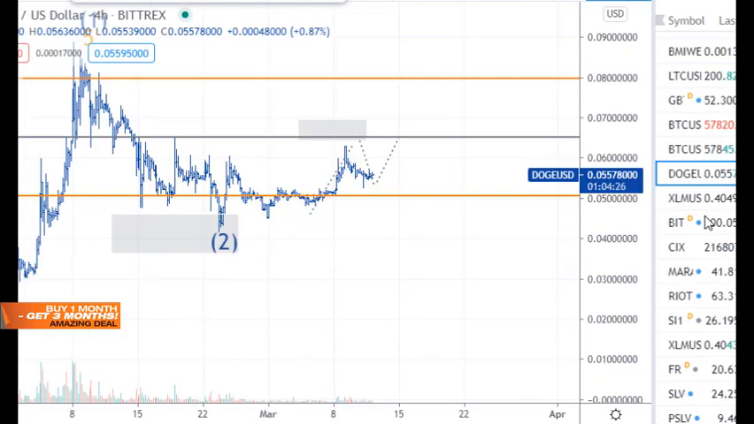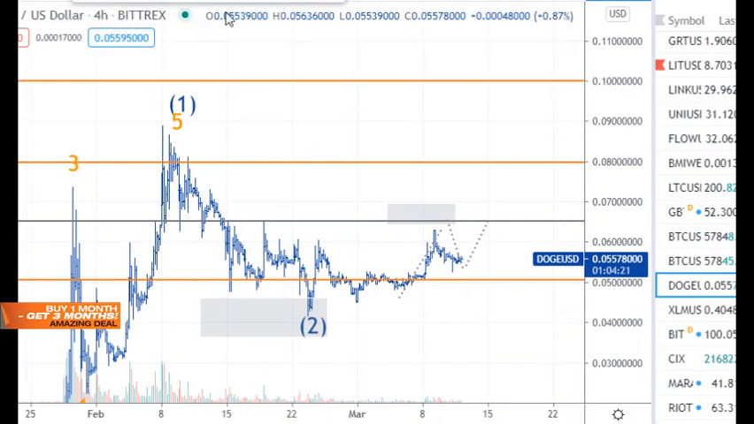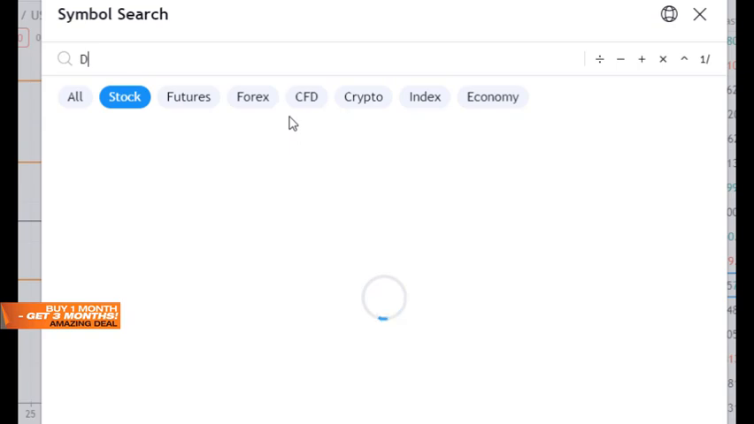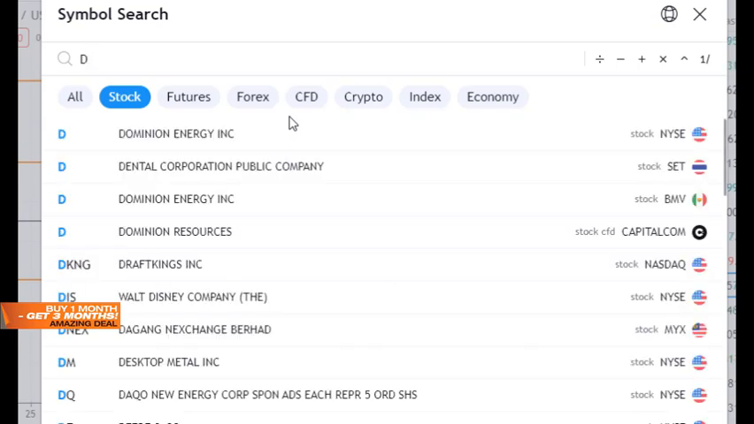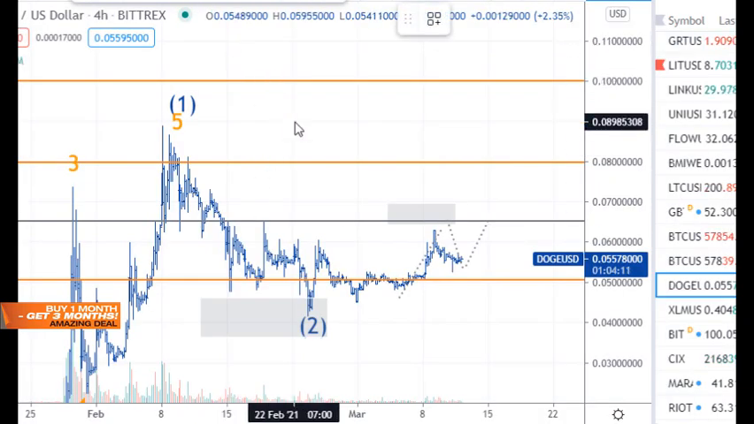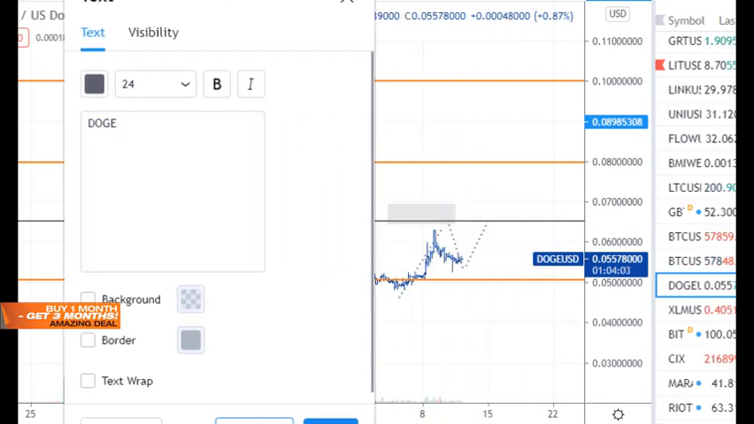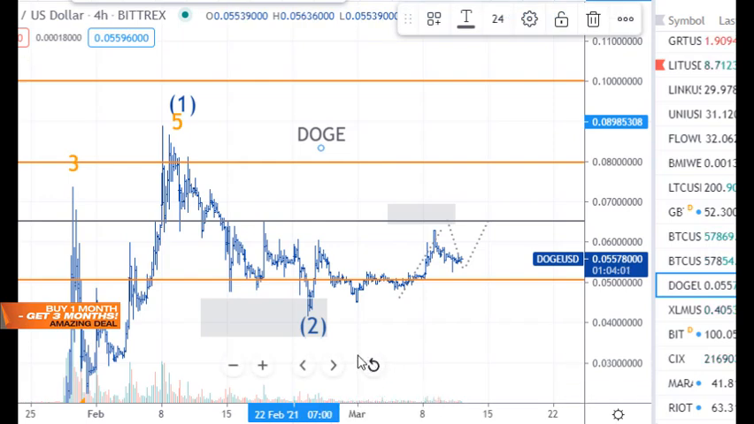I want to have a look at those. This is DOGE. I just need to put that on here. So last time I thought we were looking at this as down for wave 1 here, up for wave 1 and back for wave 2 here. So I've got to look at it in both ways.